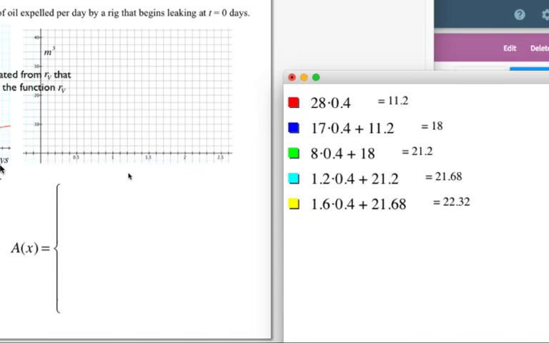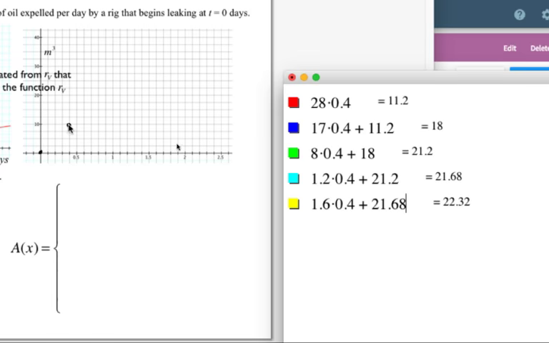So at 0 days, how much oil had accumulated? 0. And so this is that point. 0 days independent, 0 meters cubed of oil dependent. Okay, and then we said 0.4 days later, we approximated the rate of change at about 28, right? And so then what did we say? We said the change in the amount of oil would be the rate times the change in time, right? 28 times 0.4, 11.2. So that's at 0.4 days now.